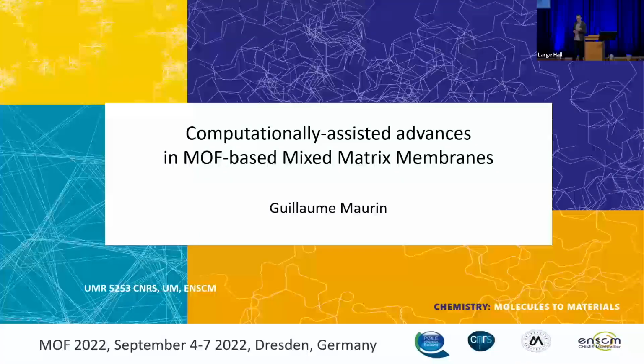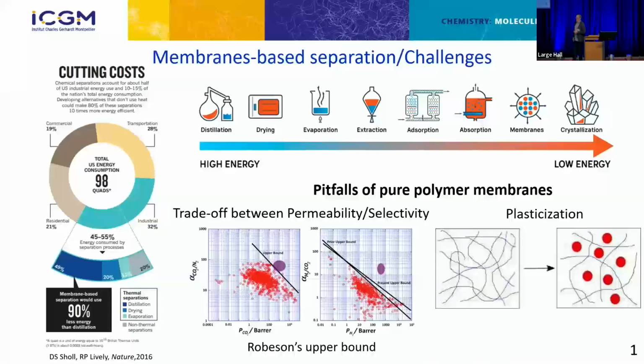Mostly mixed matrix membranes. As was already discussed by the speakers this morning, when we have membrane separation, we know that membrane separation processes are a very energy-effective technology compared to other adsorptive separation or cryogenic separation. And when you look at the literature, polymeric membranes actually dominate the market.